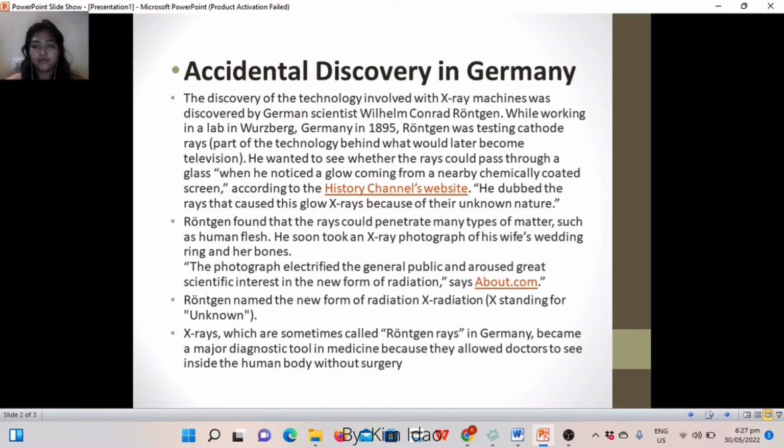He soon took an X-ray photograph of his wife's wedding ring and her bones. The photograph electrified the general public and aroused great scientific interest in the new form of radiation, says About.com. Röntgen named the new form of radiation X-rays, X standing for unknown. X-rays, which are sometimes called Röntgen's rays in Germany, became a major diagnostic tool in medicine because they allowed doctors to see inside the human body without surgery.